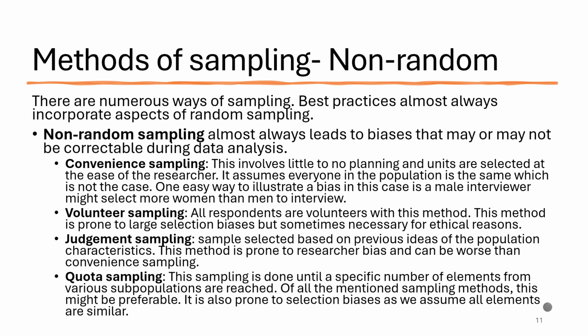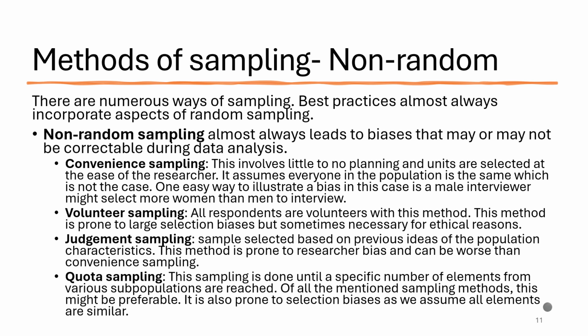The first one is convenience sampling, or haphazard sampling. This involves little to no planning, and the units are selected at the ease of the researcher. They just decide, whoever is convenient that I pass by, I'll just try and sample them. But this makes a very big assumption that everyone in the population is the same, which is not the case.